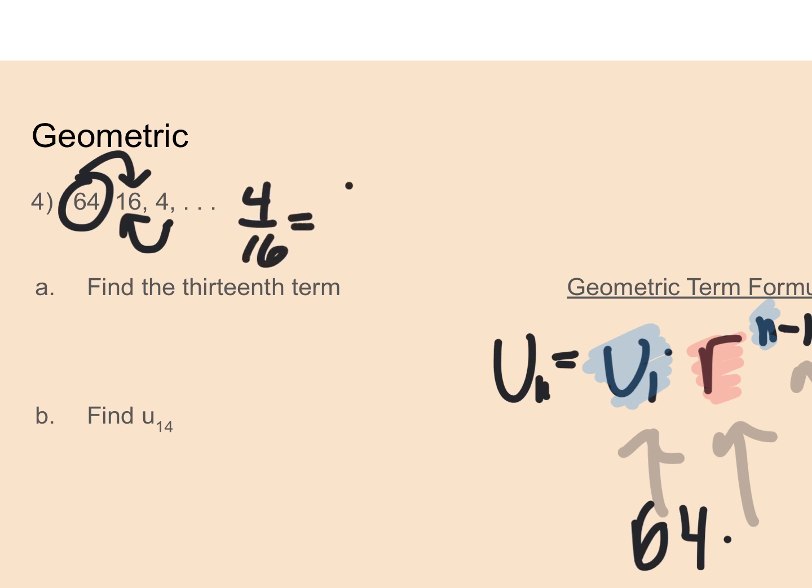And what is 4 divided by 16? It's 1/4. That's the thing you would times by. Who figured out that it was 1/4? A bunch of you. If you didn't get that, here's what you should have done.